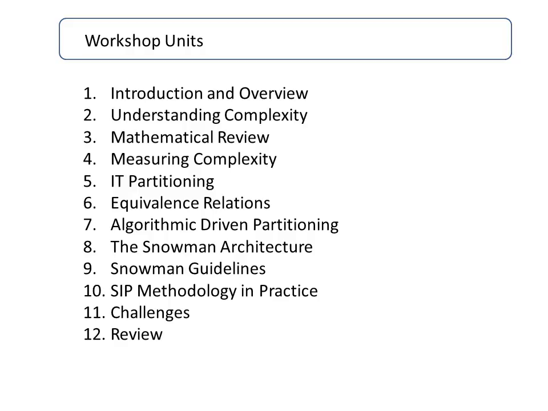In the 5th unit, we'll move on to IT partitioning. Partitioning turns out to be the most important way of managing complexity. But there are a number of problems with it, as we'll see in Unit 5. And Unit 6 will help us to address some of those problems. We'll see how we can use equivalence relations to deal with some of the uncertainty that's inherent in IT partitioning. In Unit 7, we'll talk about algorithmic driven partitioning and how it compares to decompositionally driven partitioning, which is the way we usually do things today.